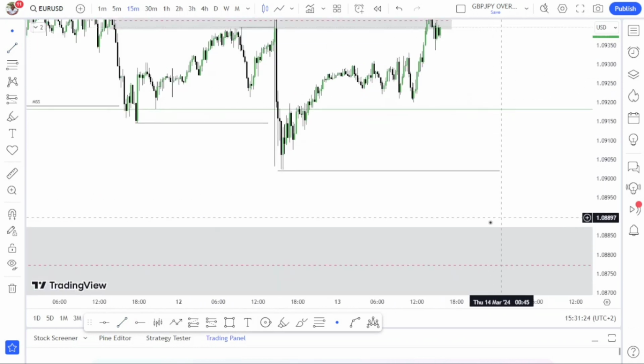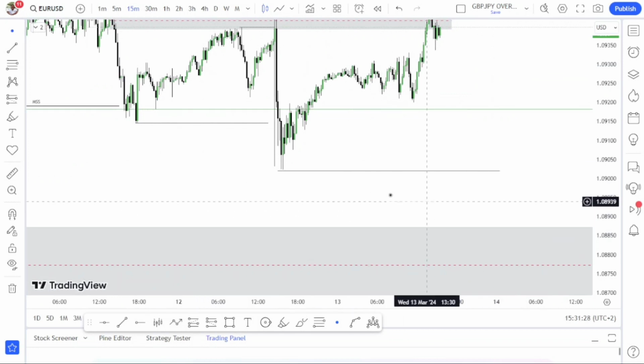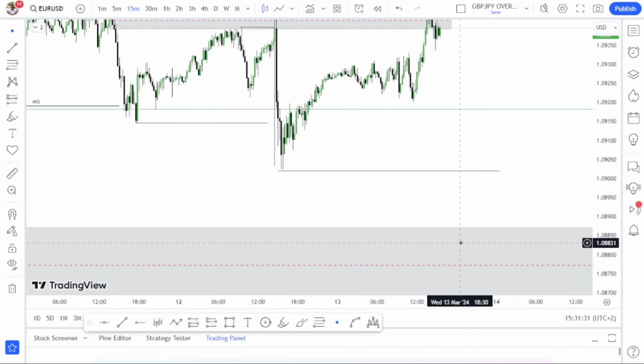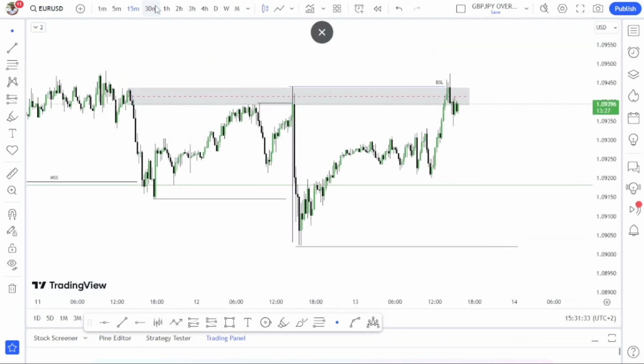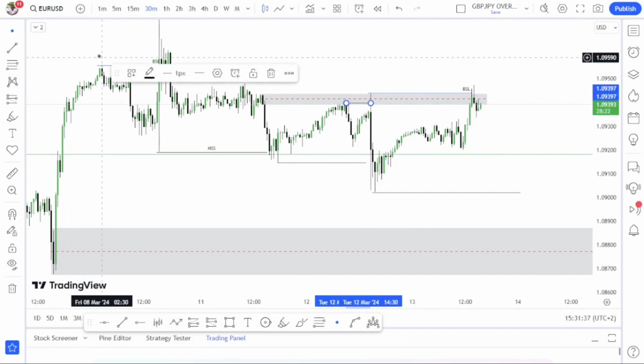so I'm expecting the markets to still sell a bit up until this area right here on our 30-minute order block, and fill this imbalance that it left here, and then continue going up.